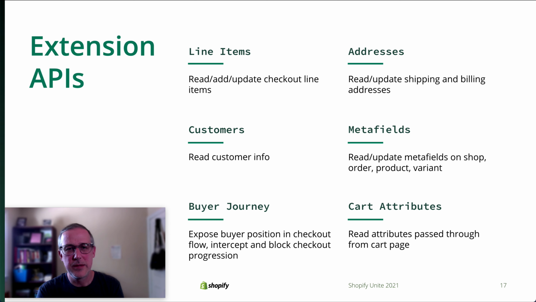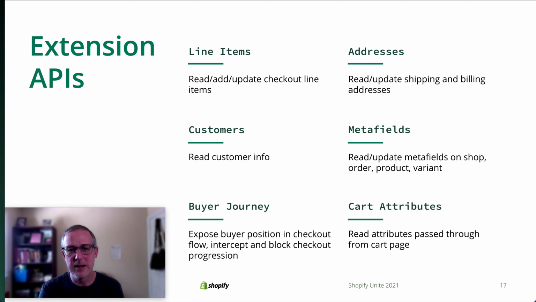The APIs that will be available to extensions are flexible enough to enable a wide variety of checkout customization workflows. Here's some examples of the kind of things that checkout extensions will be able to do. Through the Line Items API, your extension can access line items in the current checkout as well as update them or add new ones. Similarly, you can access customer information and both read and modify shipping and billing addresses.